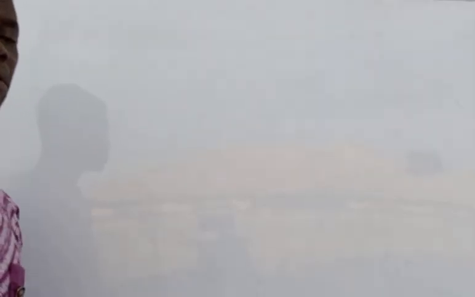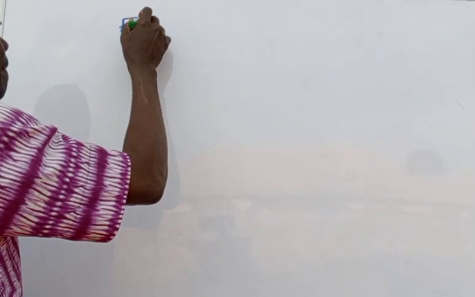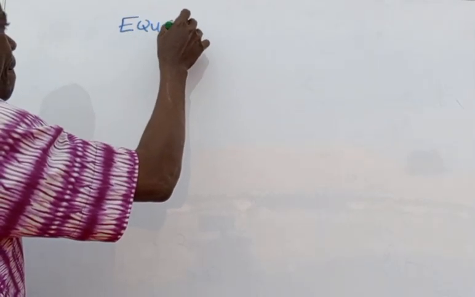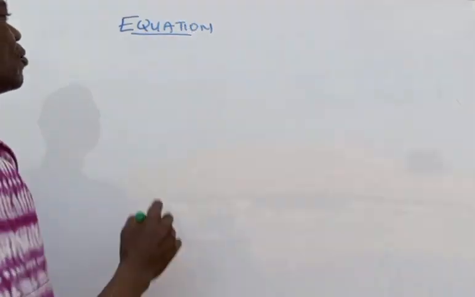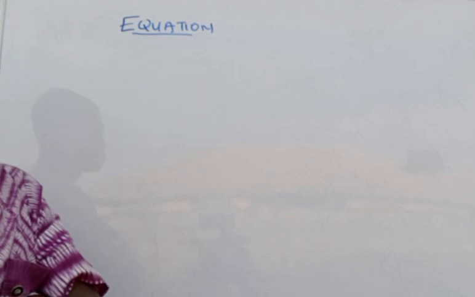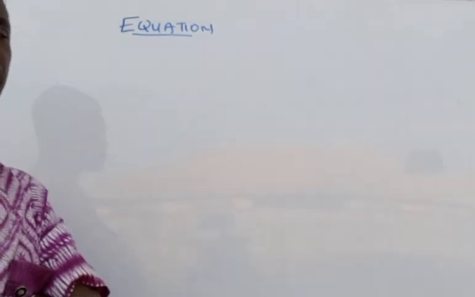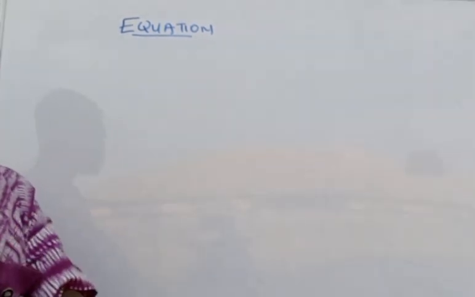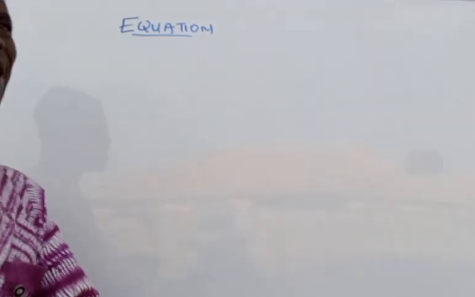Now, this class is meant for beginners. You want to know maths, and the beginning of you knowing it is knowing about equations. So today we want to look at equations. We have different types of equations: the linear equation, the quadratic equation, polynomial, and many other types. But the one that we are concerned with here is the linear equation.